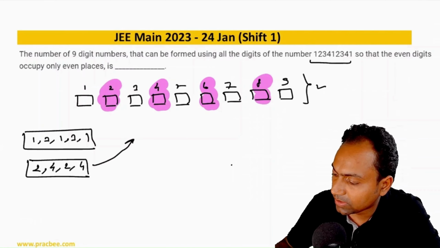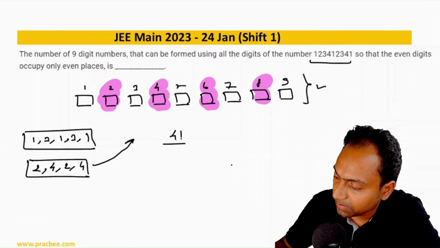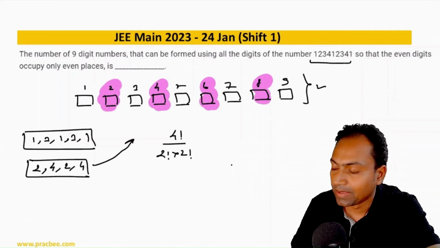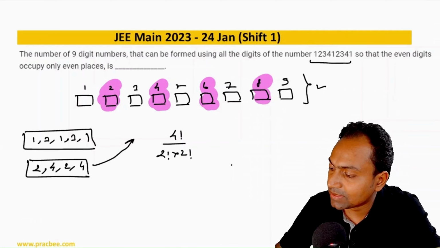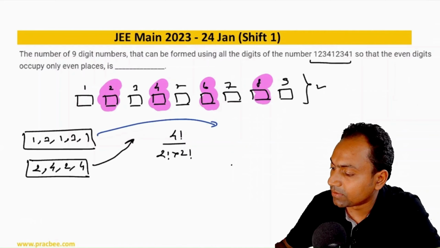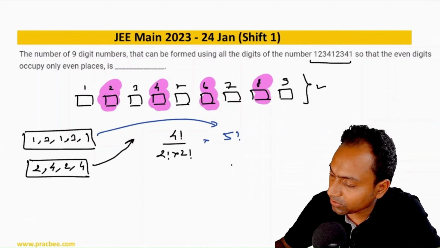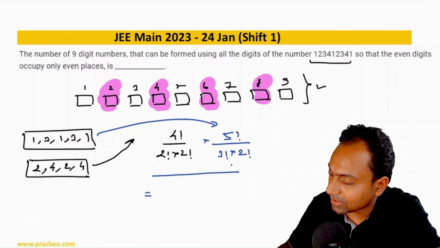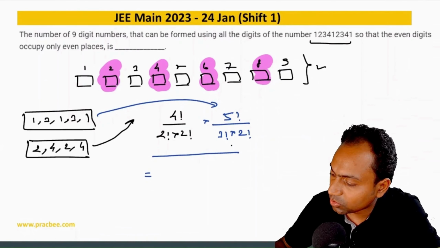So let us fill these numbers in these even places. 4 numbers can be filled in 4 places by 4 factorial by 2 factorial into 2 factorial, because there are 2 digits identical here. If I fill the remaining ones in the odd places, for that what you will get is 5 factorial, and 3 of these are identical, so 3 factorial into 2 factorial. If you simplify this, you should get your answer, and your answer comes out to be nothing but 60.